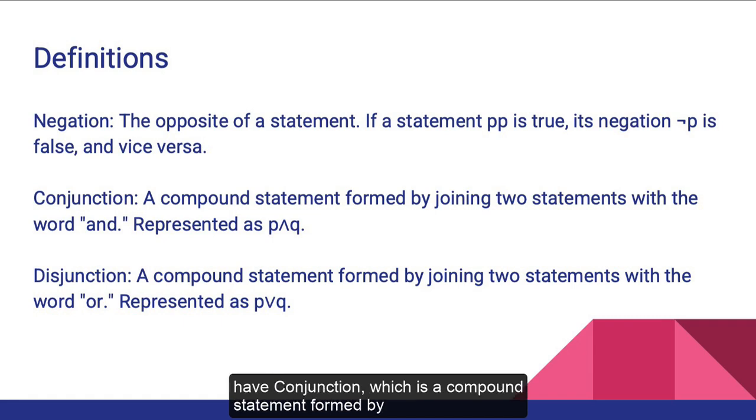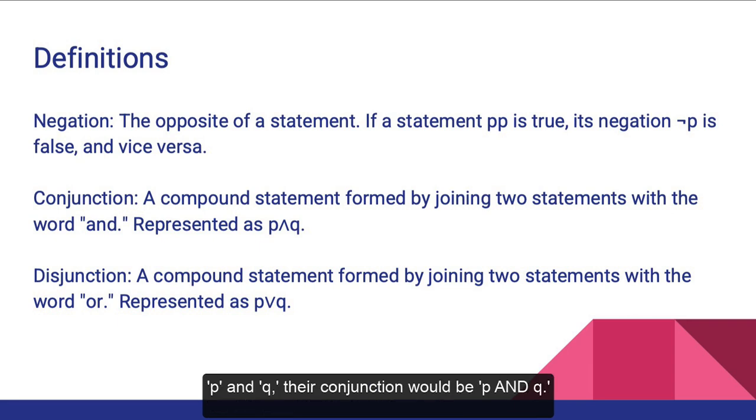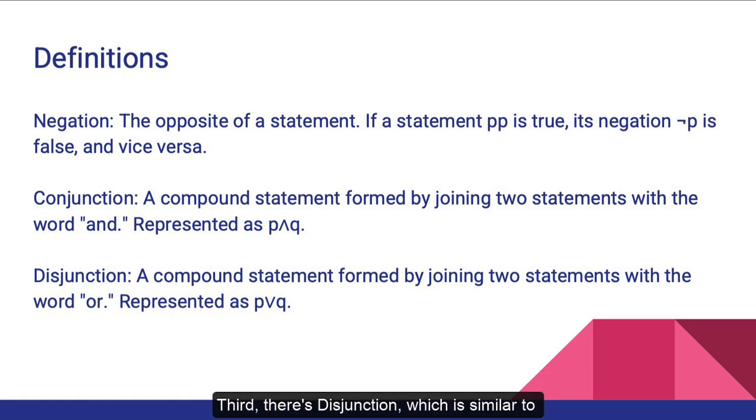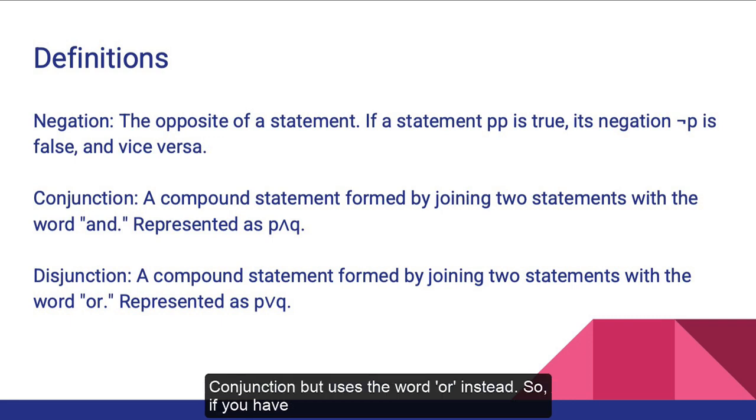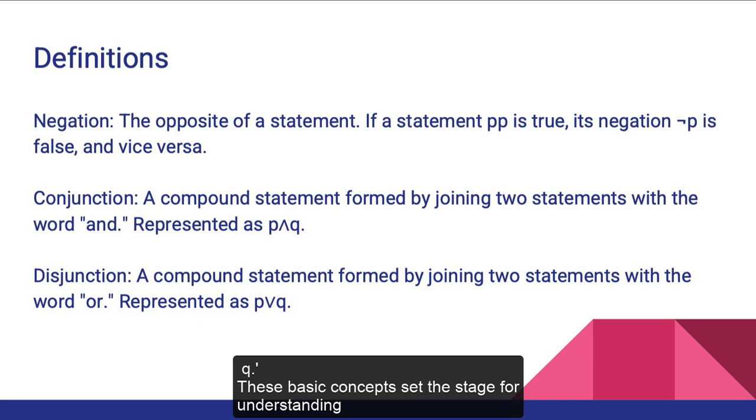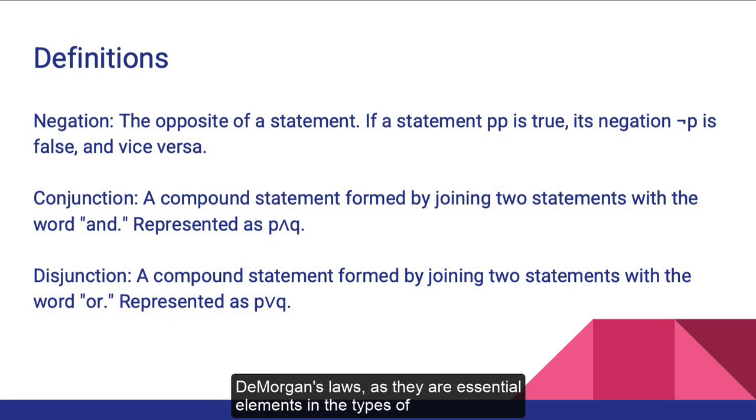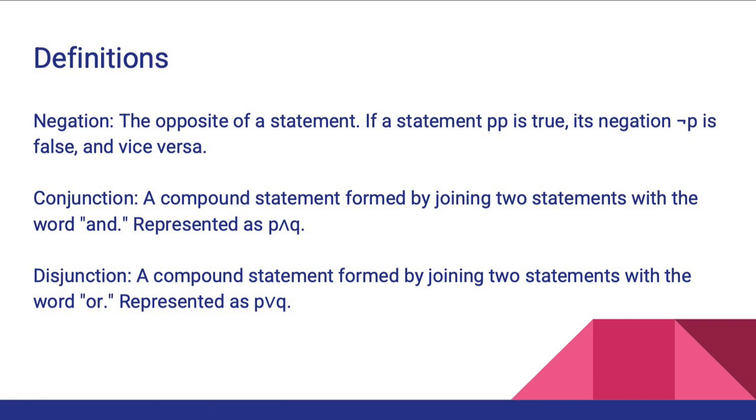Second, we have conjunction, which is a compound statement formed by connecting two simpler statements with the word and. If you have statements P and Q, their conjunction would be P and Q. Third, there's disjunction, which is similar to conjunction but uses the word or instead. So if you have statements P and Q, their disjunction would be P or Q. These basic concepts set the stage for understanding De Morgan's laws, as they are essential elements in the types of compound statements that De Morgan's laws help us to simplify.